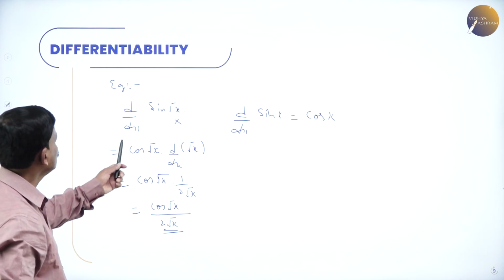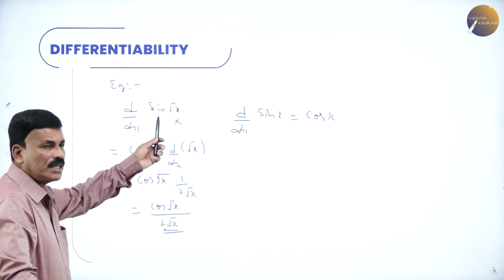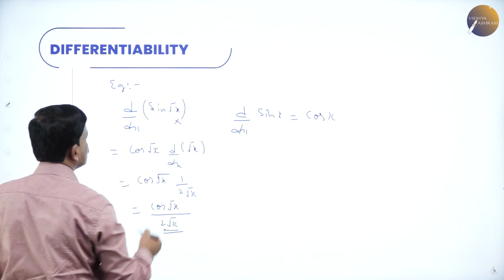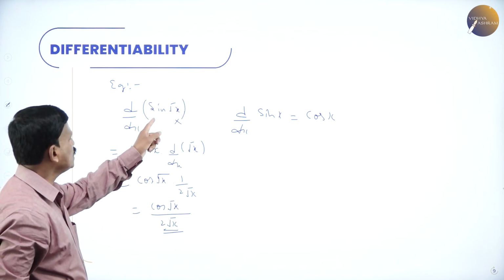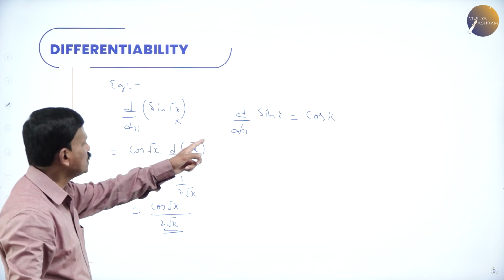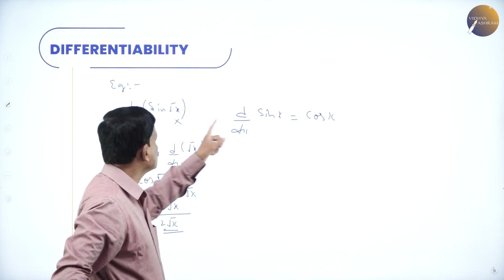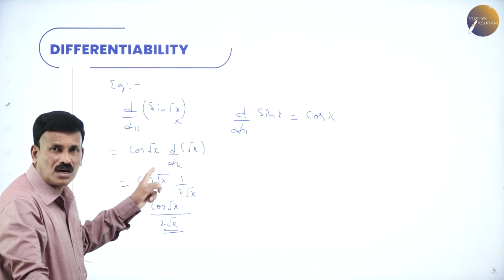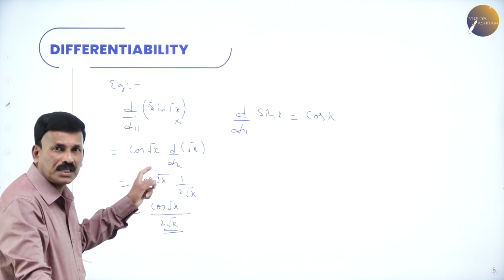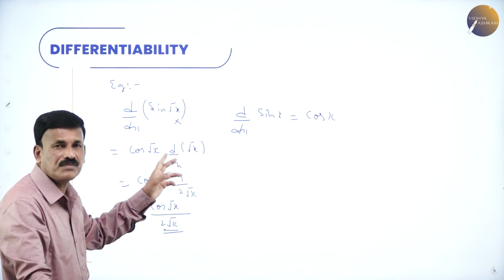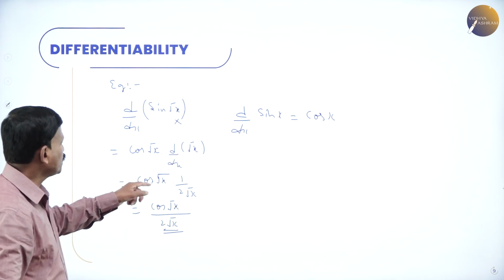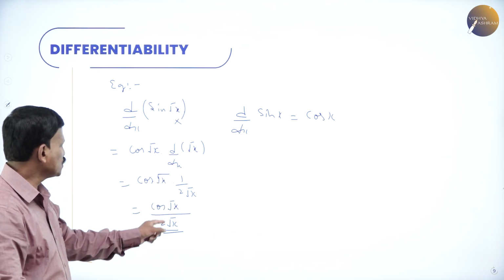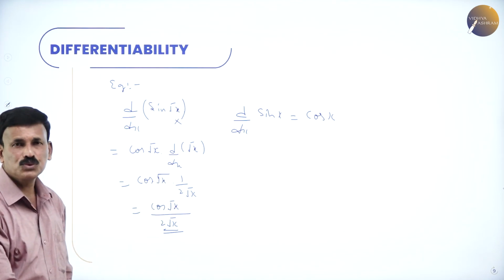Please listen to me here. Now this is d by dx of sine root x. Let us consider this as sine x. What is d by dx of sine x? Cos x. Instead of x we have root x. So d by dx of sine x is cos x; instead of x put root x, into d by dx of root x. Differentiate root x again: cos root x into differentiation of root x, which is 1 over 2 root x. This is cos root x divided by 2 root x.